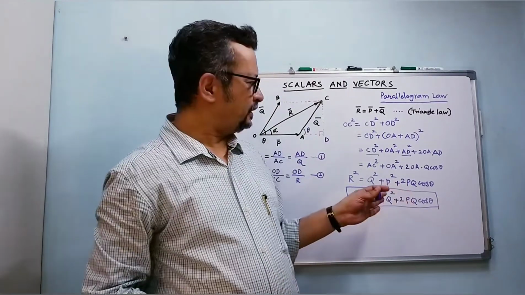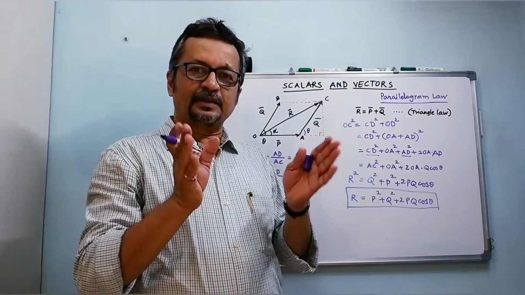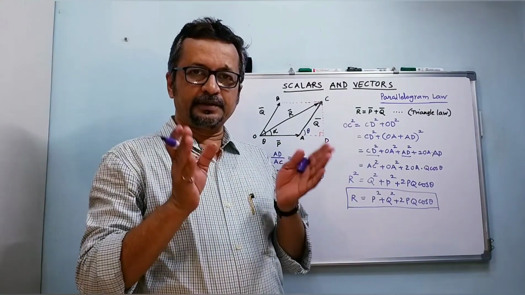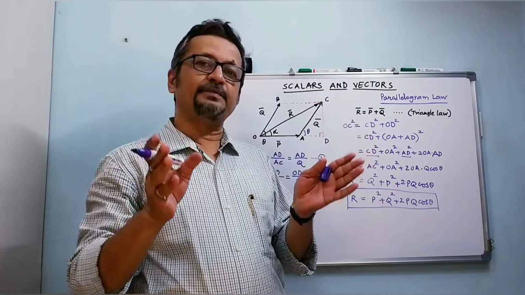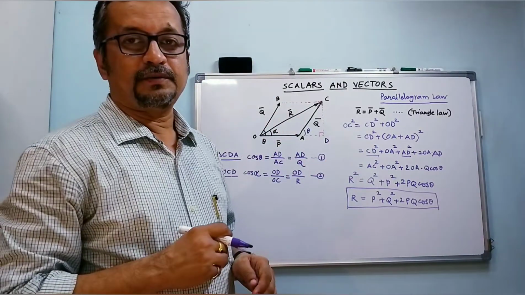Correct? It is nothing but the cosine rule. So we can say that when two vectors start from the same point, the resultant is given by completing the parallelogram, and the magnitude of the resultant is going to be the length of the diagonal of this parallelogram.